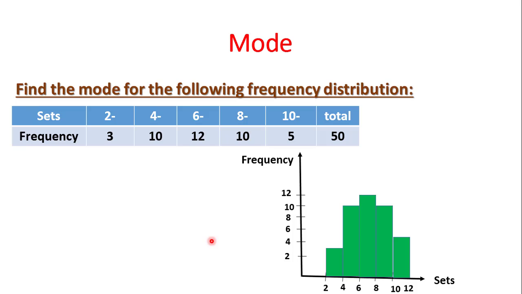5. Okay, where is the mode? I'll determine 4 points: the first, second, third, and fourth. Then I'll draw a line segment like this. At the intersection point, I'll go down to the set axis and I'll get the mode. This is the mode. The number here is between 6 and 8, so the mode here is 7.